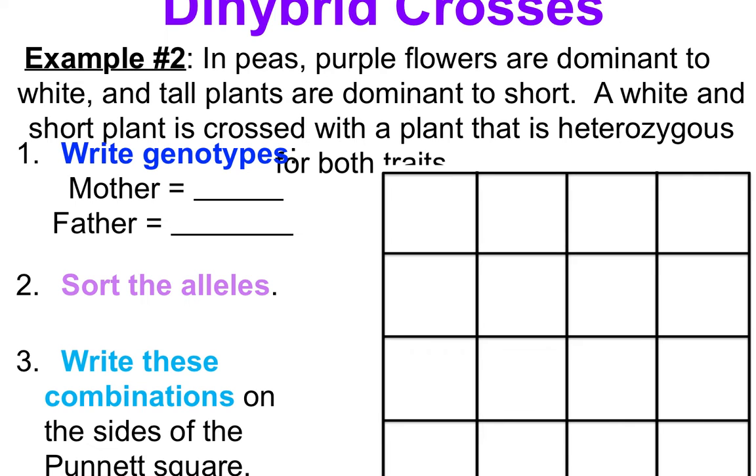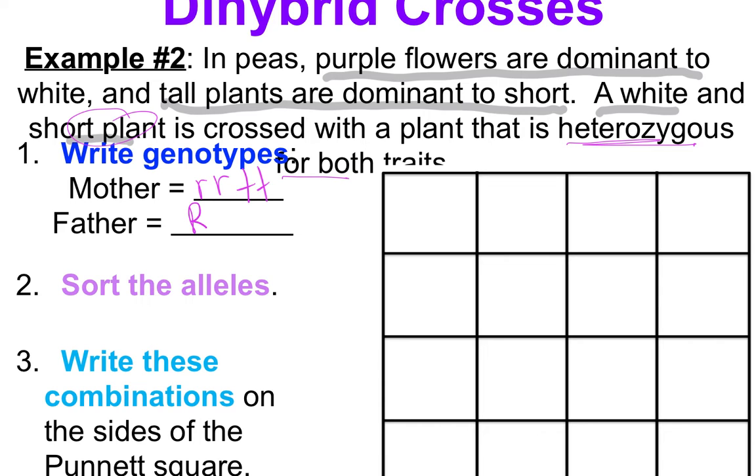Now let's have you practice. Example number 2: in peas, purple flowers are dominant to white flowers, and tall plants are dominant to short plants. So a white and short plant is crossed. Let's think about this for a minute. A white plant is recessive. I'm going to use little r's for the white plant, and little t for the short plant because it's recessive, and it's going to be crossed with a plant that is heterozygous for both traits. So the other one's going to be heterozygous, big R, little r, big T, little t.